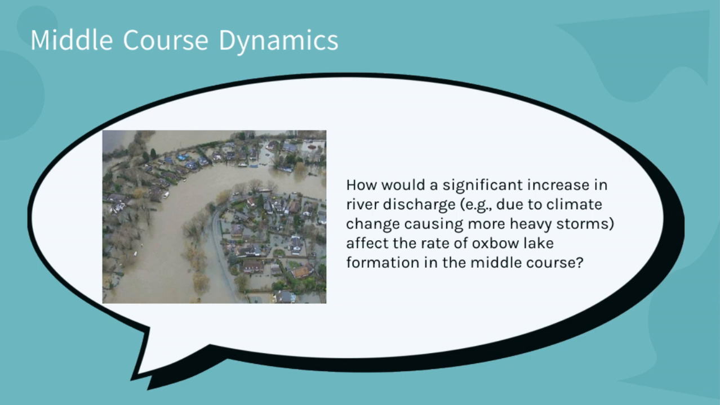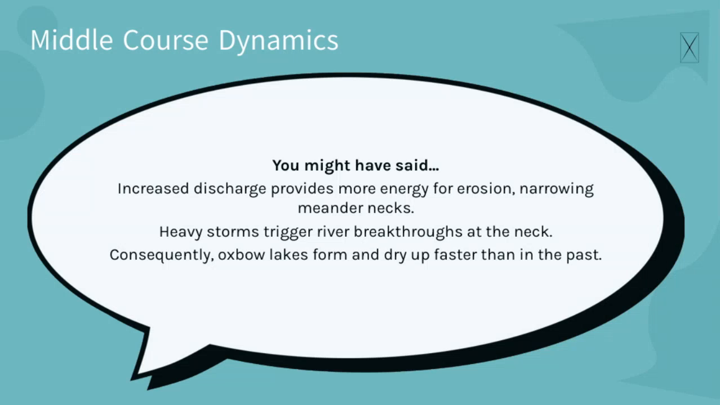However, a strong answer should also be balanced. Not every river will respond in exactly the same way. The rate of oxbow lake formation also depends on the type of rock, the amount of sediment, the shape of the valley, vegetation, flood management, and human interference. But overall, more frequent high discharge events could increase erosion, increase the chance of meander cutoffs, and speed up the formation of oxbow lakes.